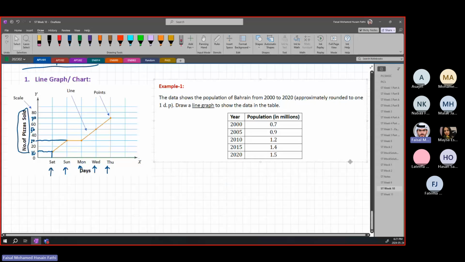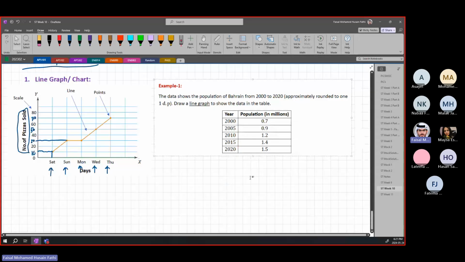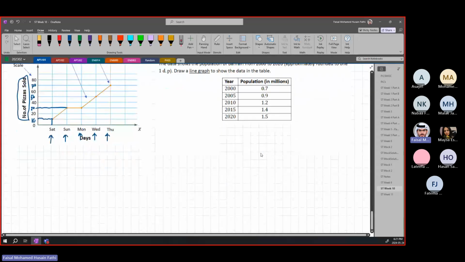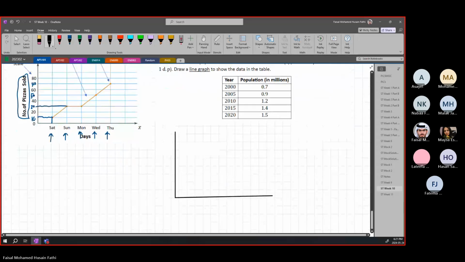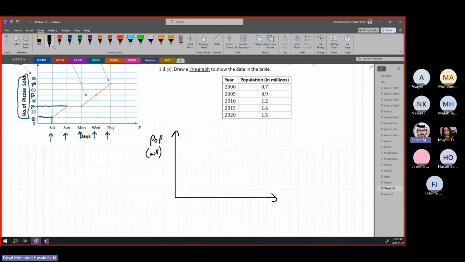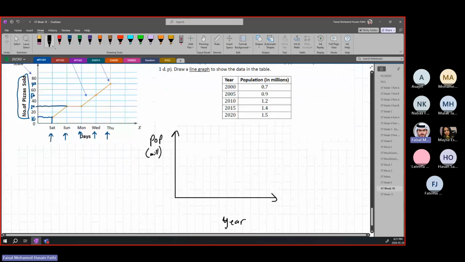All right. So if you get a question where you have to plot something like that, you will do the exact same thing. So the first part is the year, all right? And then there's the population. Your population will be on the y-axis. And so this is going to be your population in millions. And you're going to have the years down here, all right? So you're going to say this is, for example, 2000. This is 2005. This is 2010. This is 2015. And this is 2020.